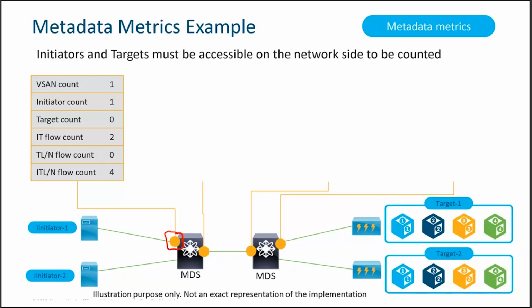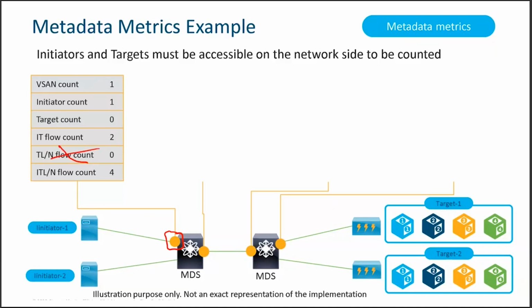How many IT flow counts do I have? It's number 2, because assuming this initiator 1 is talking to T1 and T2. How many ITL flow counts do I have? And I think I have a mistake here. It should be 4, but let's ignore that. The ITL count is number 4, assuming this initiator is talking to 4 LUNs, and the other initiator is talking to the rest of the 4 LUNs.